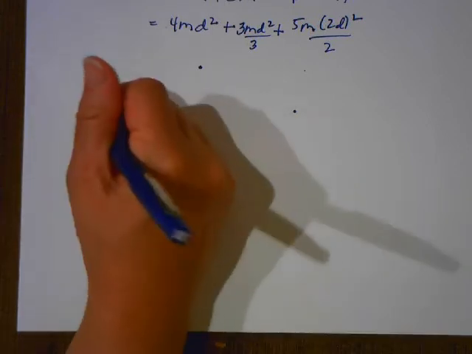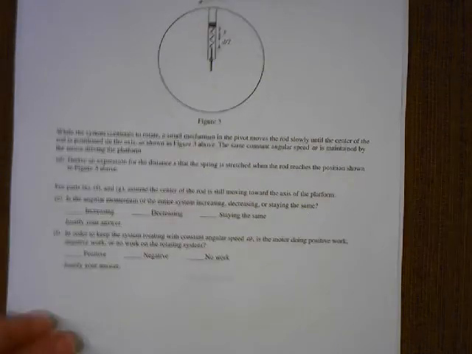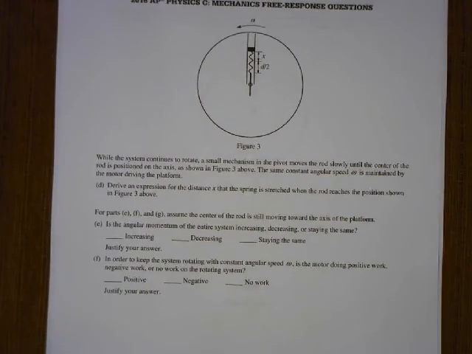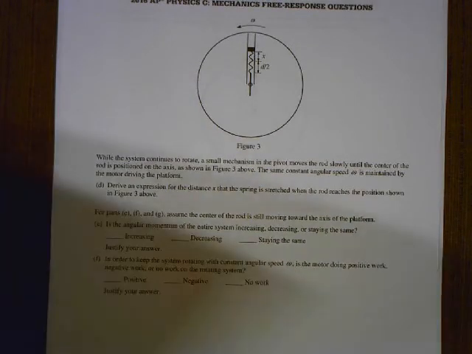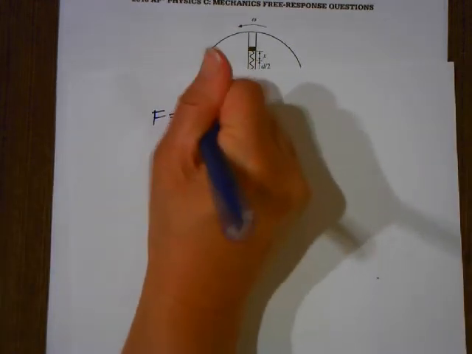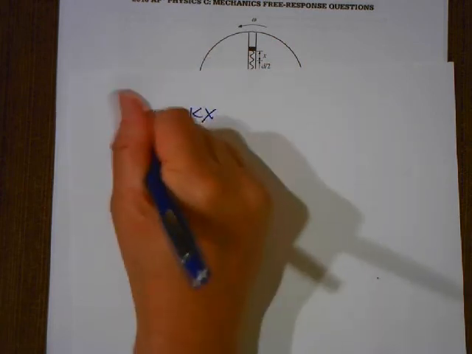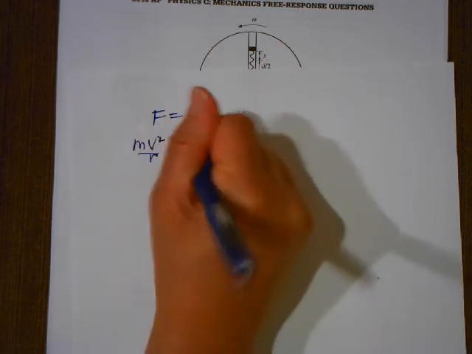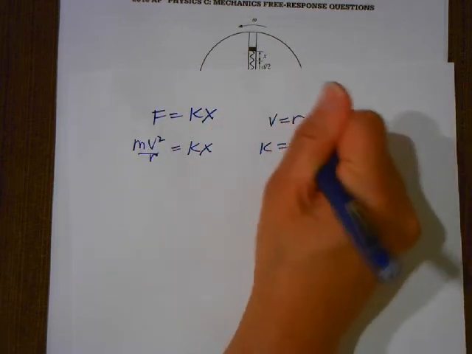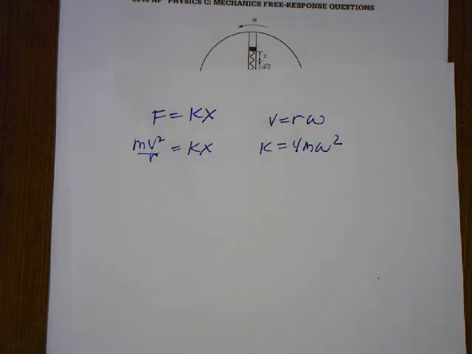Then part D, next page: derive an expression for the distance the string is stretched in the picture above. So with Hooke's law, I know that F is equal to Kx. The force is the centripetal force, which is mv squared over r, and that's equal to Kx. Well, I know that v is equal to R omega, and K is equal to 4 m omega squared, because I found that before. One of the things about the AP exam, whatever answer you use for A, you use for B. Whatever you use for B, you use for C.